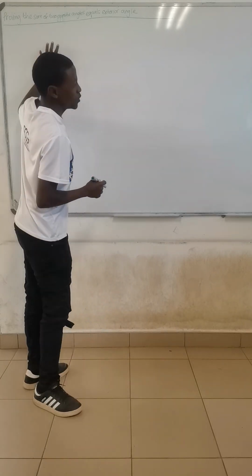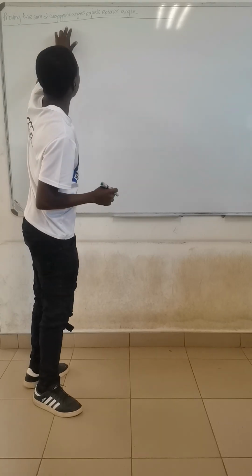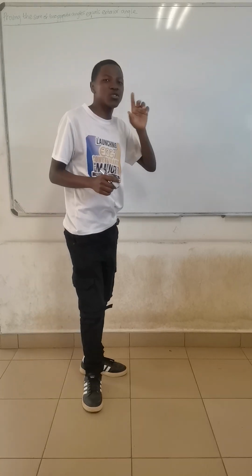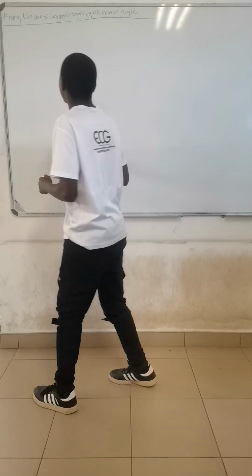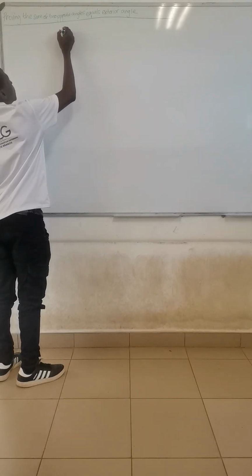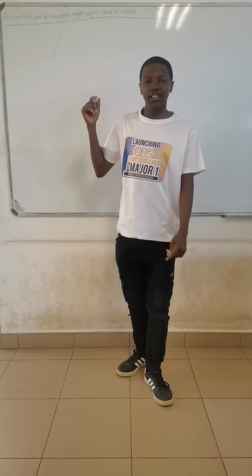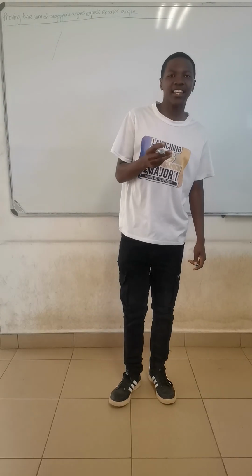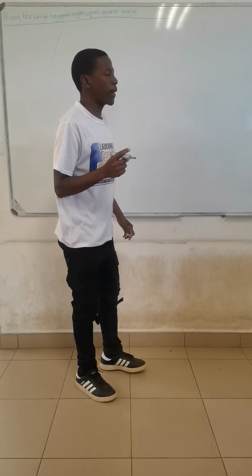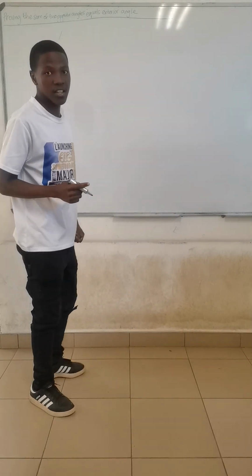So today, this is the topic that we are going to do. It's just a small, let me say, this is only one proof that I'm going to do today. I'm going to prove to you that the sum of two opposite angles is equal to the exterior angle. This is for grade 9 and 10, whereby we are dealing with triangles.